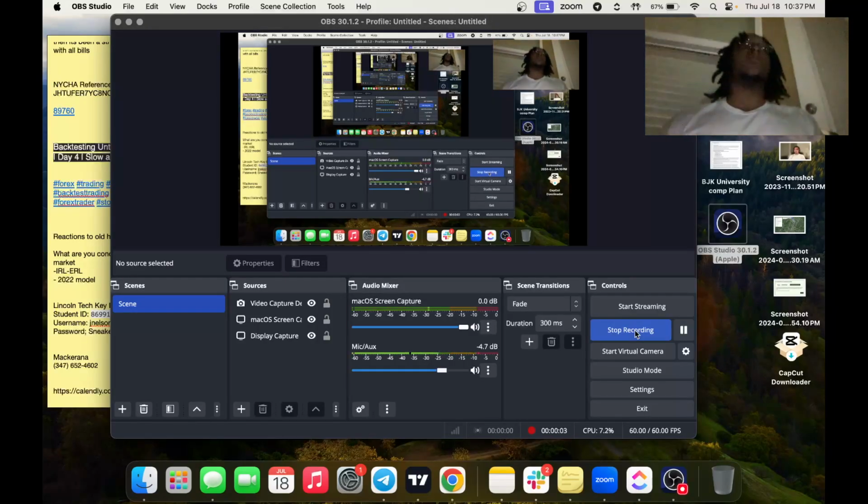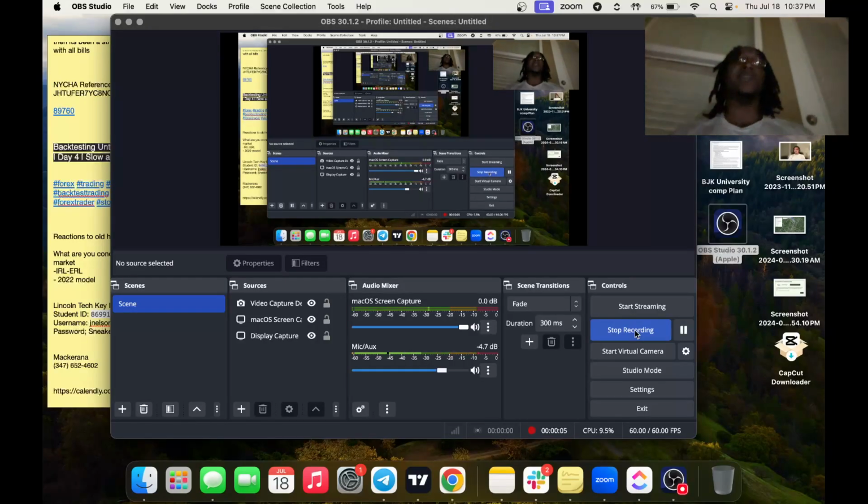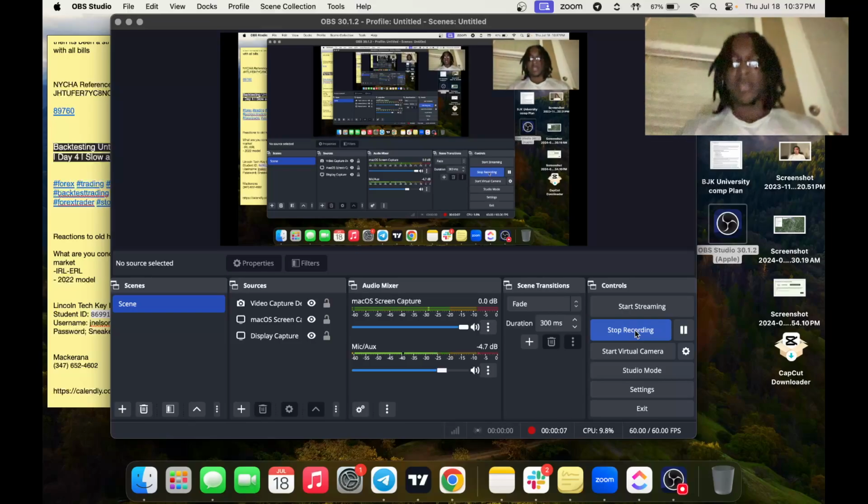Hopefully the humming of this HVAC unit hasn't been too crazy. Right now, we're just going to jump into a backtesting session.